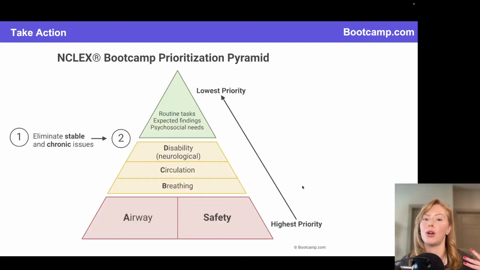So from her prioritization lecture, just to give you a quick recap, obviously first we're going to eliminate any stable chronic issues because those are expected abnormals and not our priority. And then from there, we're going to prioritize first issues of airway and safety. The NCLEX is never going to ask you to prioritize between an airway and a safety issue. That would be too hard. So airway or safety, and then from there, your issues of breathing, circulation, or disability, which is neuro symptoms, maybe things that would make you worry for hypoglycemia or a mental status change or stroke. And then of course, everything else routine is our lowest priority.